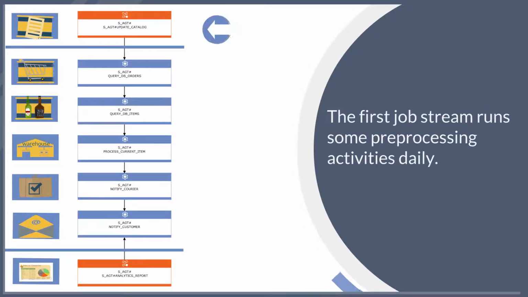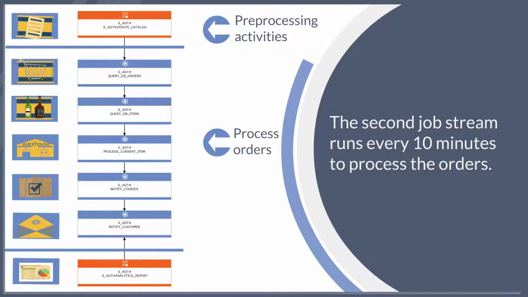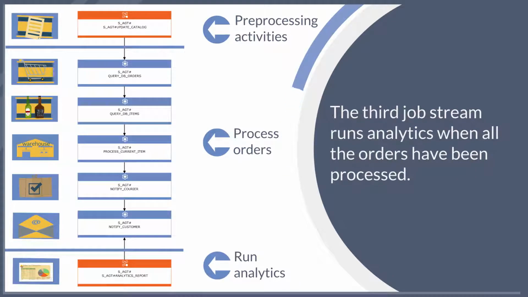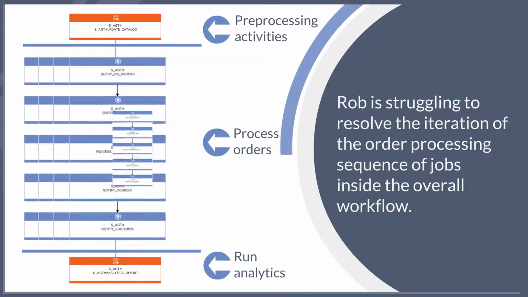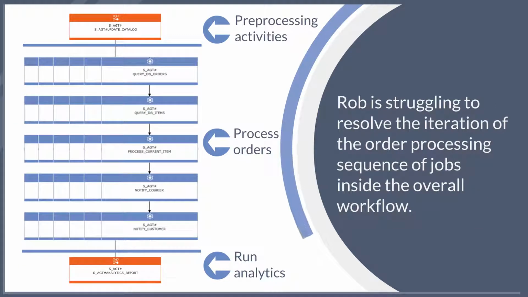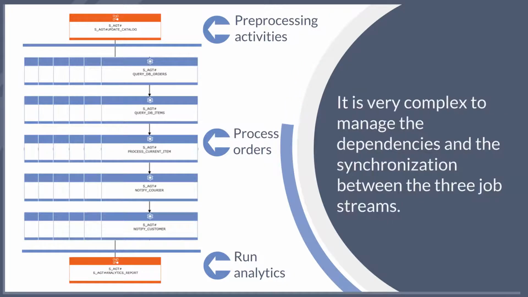The first job stream runs some pre-processing activities daily. The second job stream runs every 10 minutes to process the orders. The third job stream runs analytics when all the orders have been processed. Rob is struggling to resolve the iteration of the order processing sequence of jobs inside the overall workflow. It is very complex to manage the dependencies and the synchronization between the three job streams.